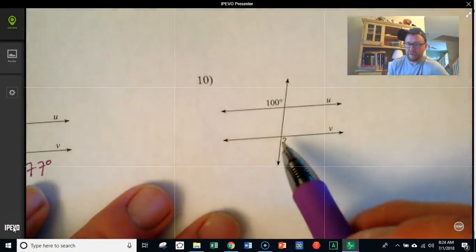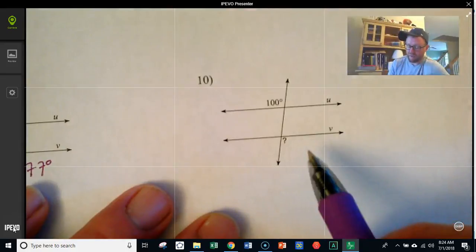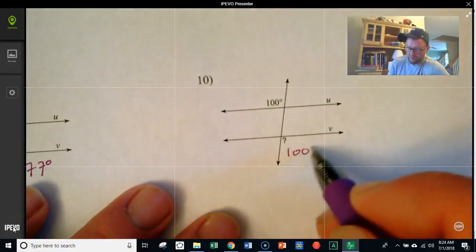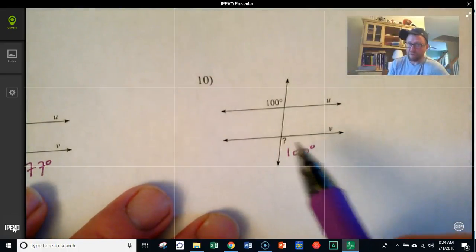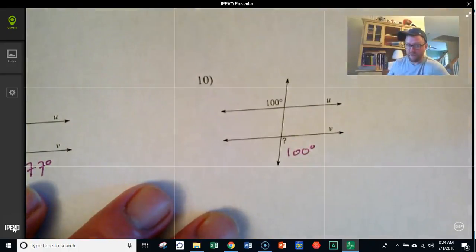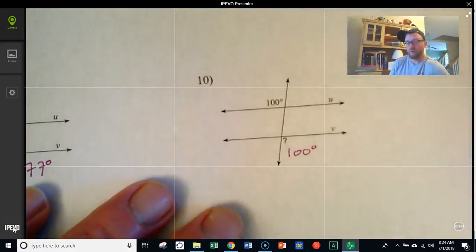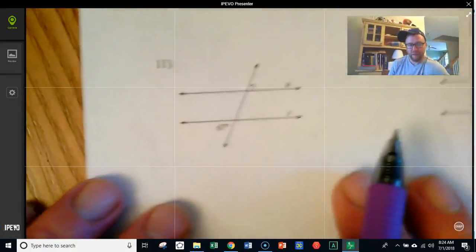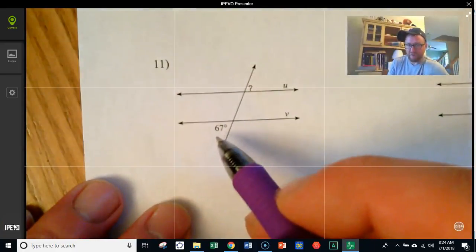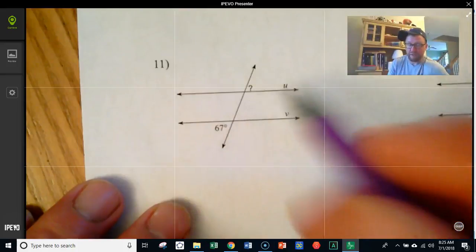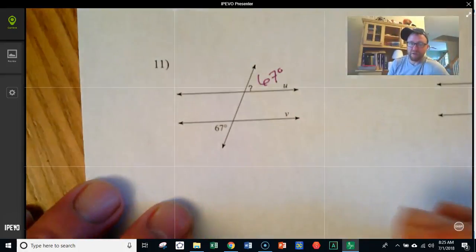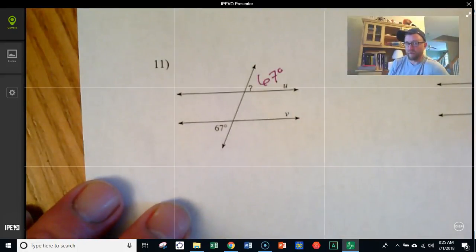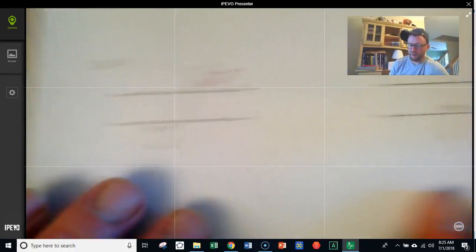Here, these are on opposite sides of the transversal. They're outside the parallel lines. So if this angle is 100 degrees, these are alternate exterior. If that's 100 degrees, alternate exterior angles will be congruent, and therefore the lines will be parallel. Here, opposite sides of the transversal, that's alternate, outside the parallel lines, exterior. If this angle is 67 degrees, then alternate exterior angles will be congruent, and then the lines will be parallel.